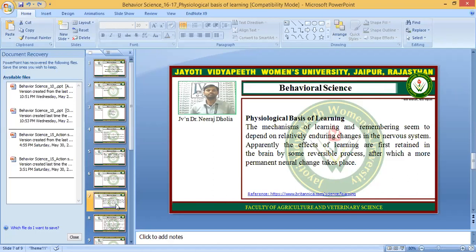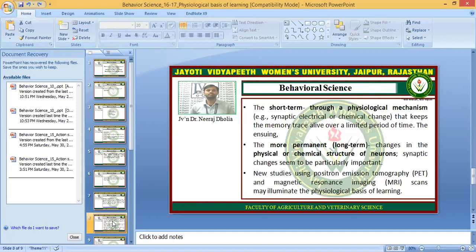Apparently the effects of learning are first retained in the brain by some reversible processes, after which more permanent neural changes take place. In the initial learning phase, reversible processes occur in the brain, and that is how short-term memory is created. Then when you practice again and again and become expert in the same thing, permanent neural changes take place in the brain. So this is the basis of learning.